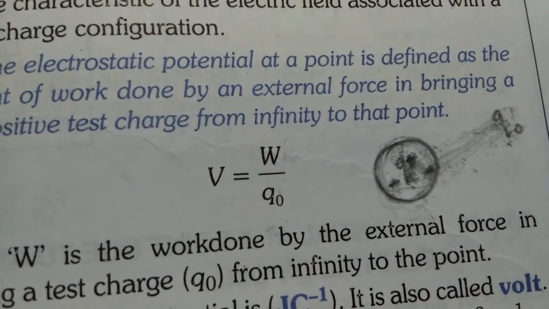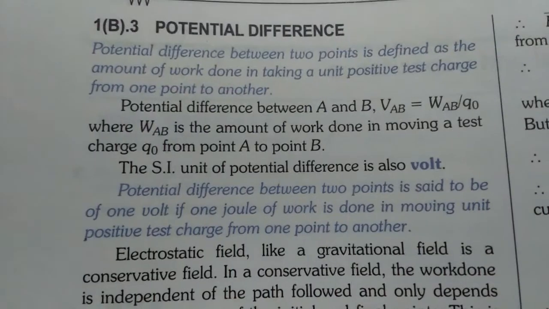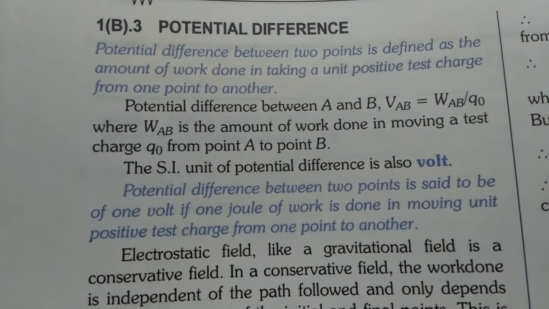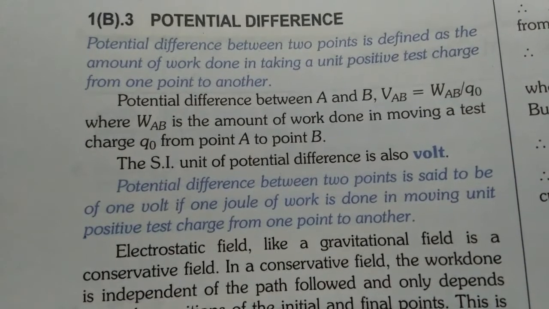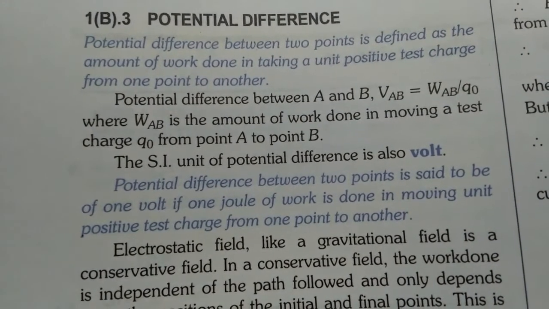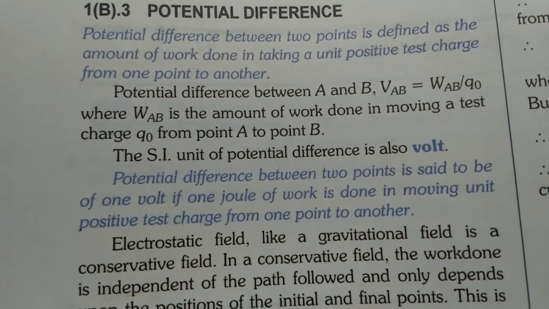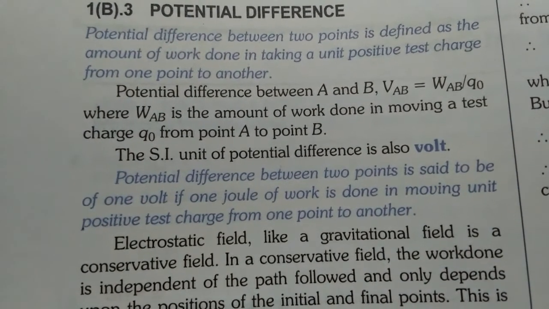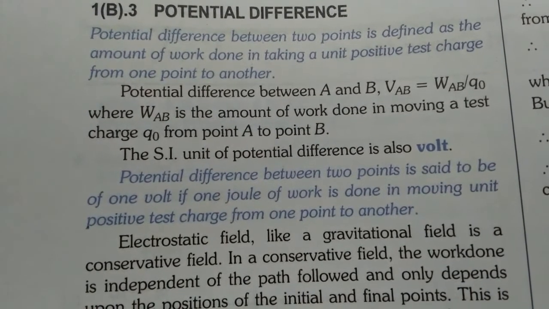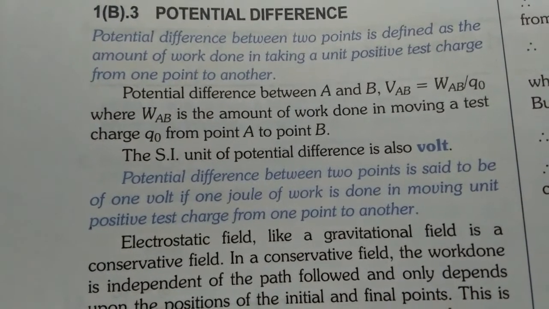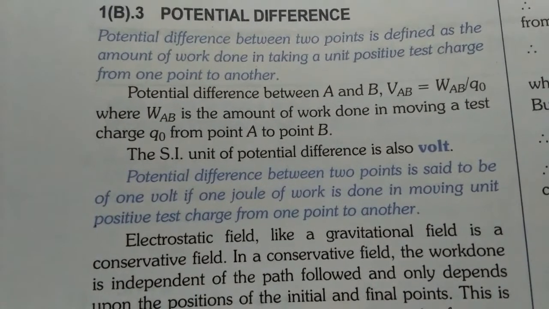So we have to do some work in moving the particle inside the field also, and that amount of work is called potential difference. We can define it as: the potential difference between 2 points is the amount of work done in taking a unit test charge from one point to another. Or the potential difference between 2 points is said to be 1 volt if 1 joule of work is done in moving a unit positive test charge from one point to another. Its SI unit is volt.